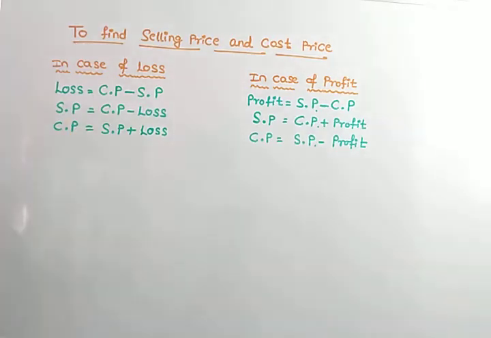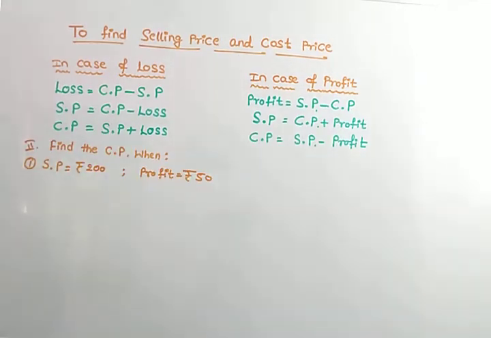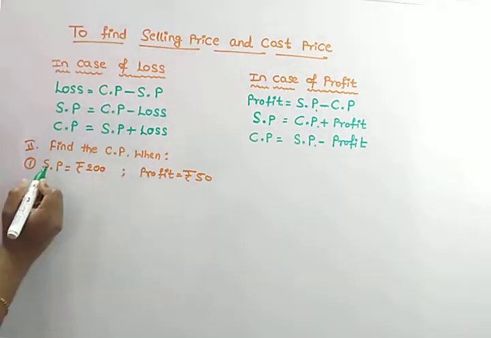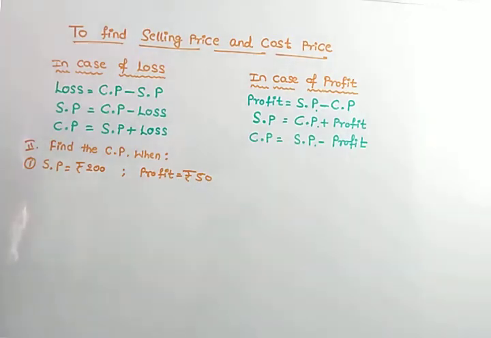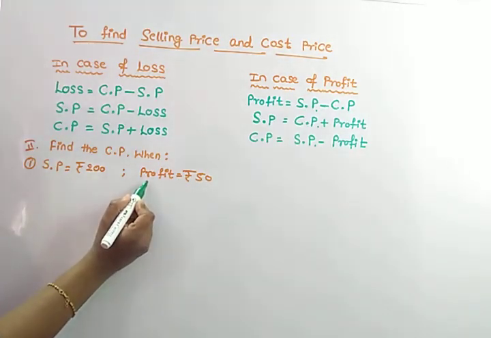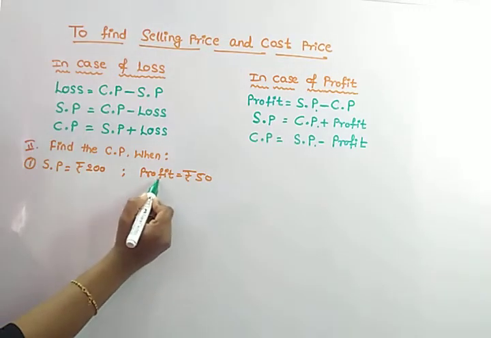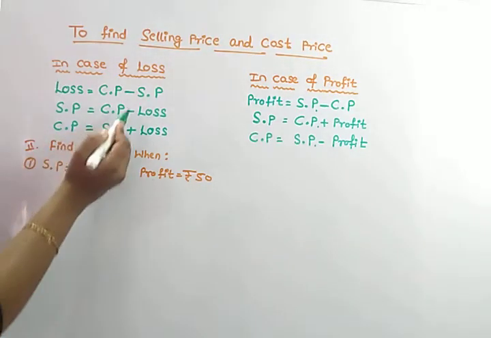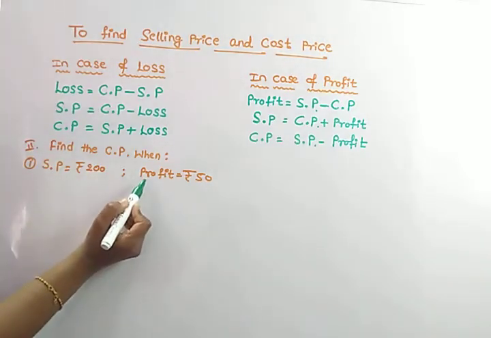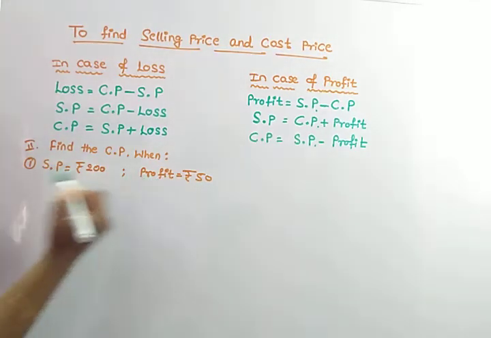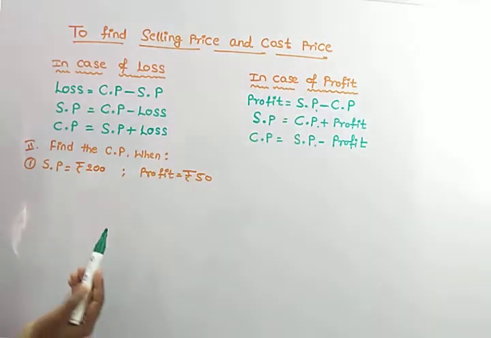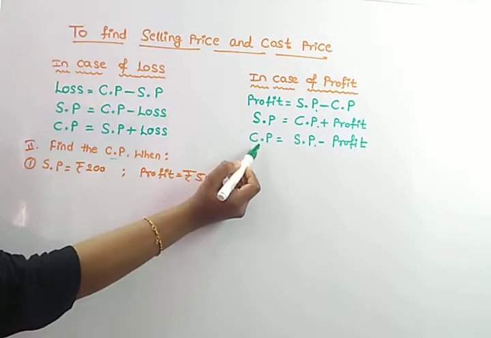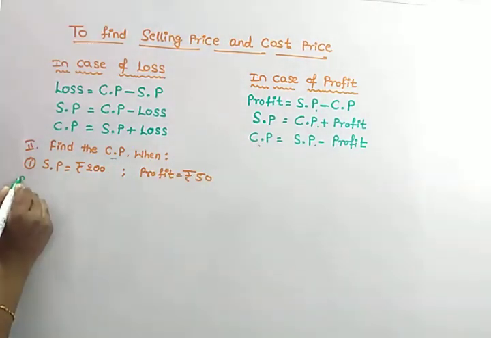Now let us take a few examples. Find the cost price. The selling price is 200 rupees and the profit is 50 rupees. Students, concentrate, don't get confused here. Which formula do we have to use now? There are 4 formulas. Here profit is given. So in case of profit, we need to find the CP, so we need to use this formula.